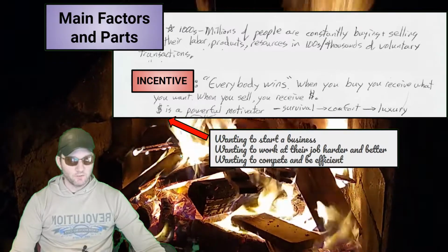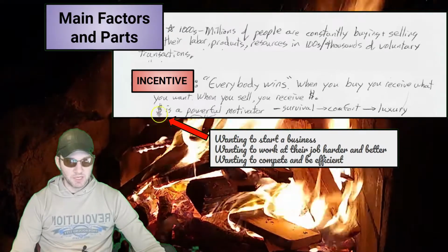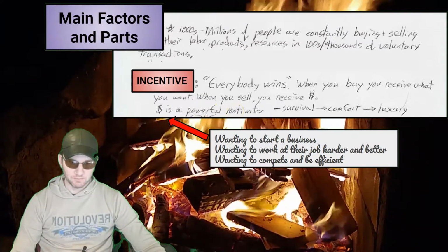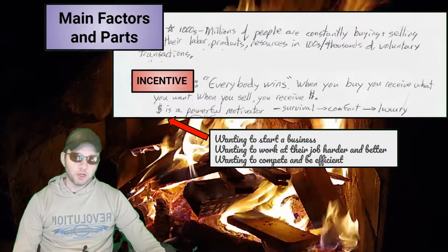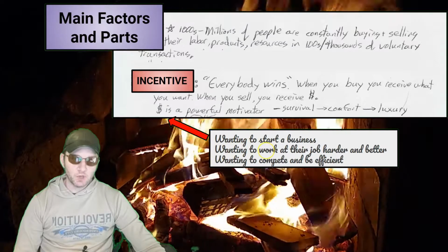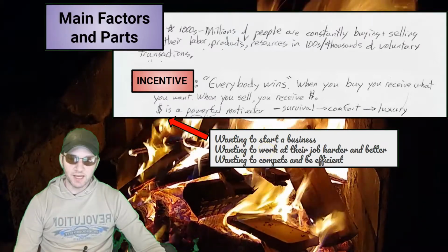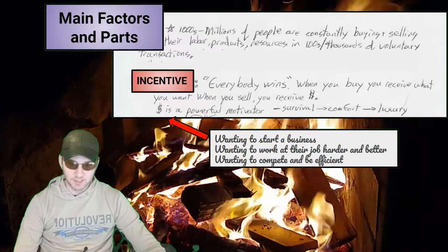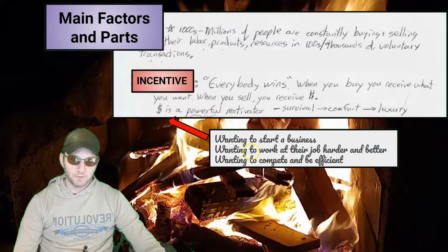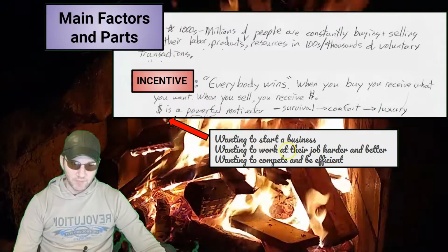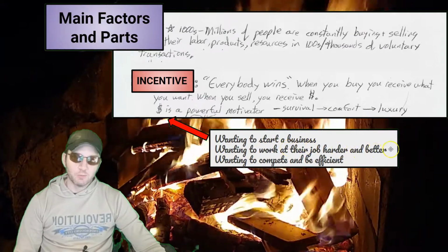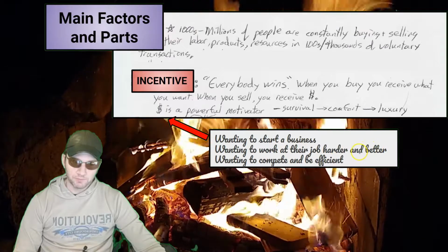Another part of the incentive of why capitalism works is that money is a powerful motivator to get people to do things. So for a large majority of people, the wanting of money is a reason they would get a job in the first place. Yes, I get it. There are people who would just work for the fun of it. But basically, if you want everyone to work, money is a powerful motivator to get people to work at their job. And it's also a great motivator to get people to work harder and better and more efficiently at their job to get more money.